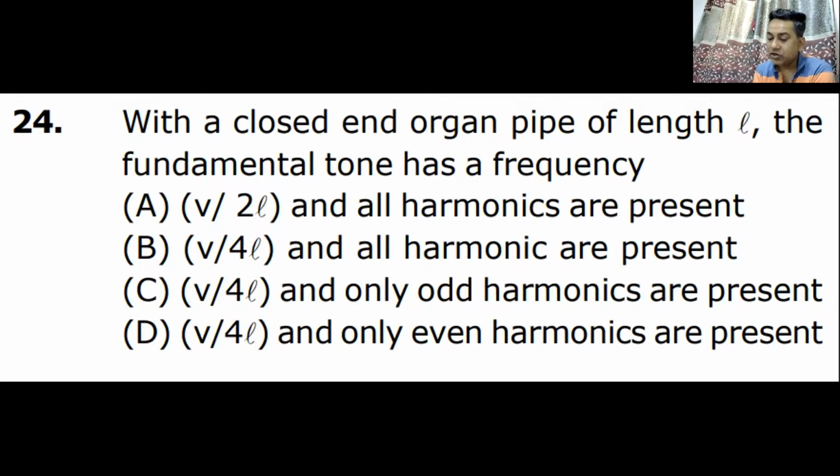In a closed pipe, which harmonics are present, and what is the frequency of the first harmonic? Can I have your answers, please? And the answer is definitely C, 3. The first harmonic frequency is V by 4L, and only odd harmonics are present. Do we understand this? Yes or no?